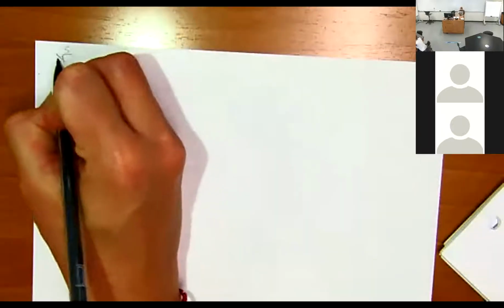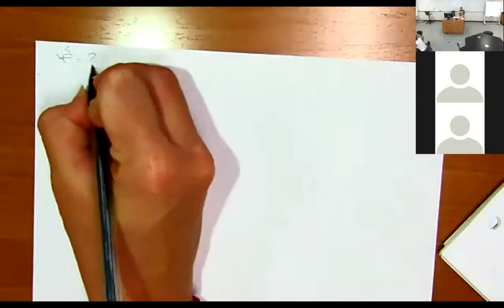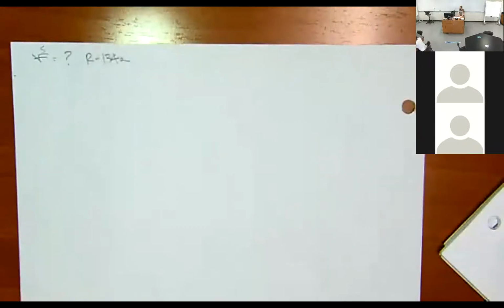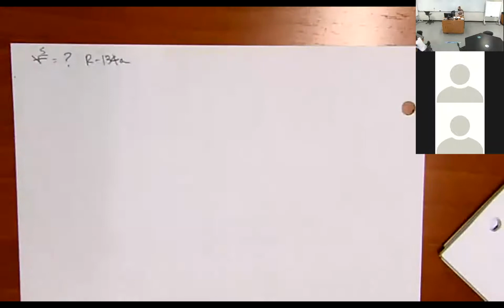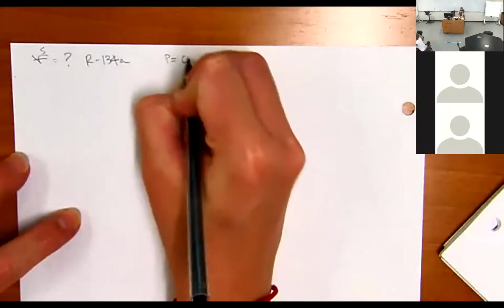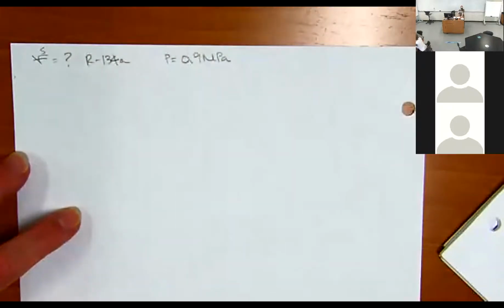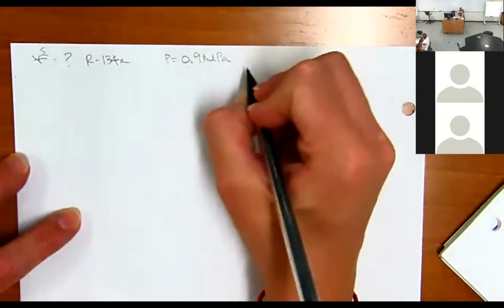All right, so for this question, we're asked to determine the specific volume of refrigerant R134A. And we're told that our pressure is 0.9 megapascal, which is how many kilopascals? 900. So this is 900.